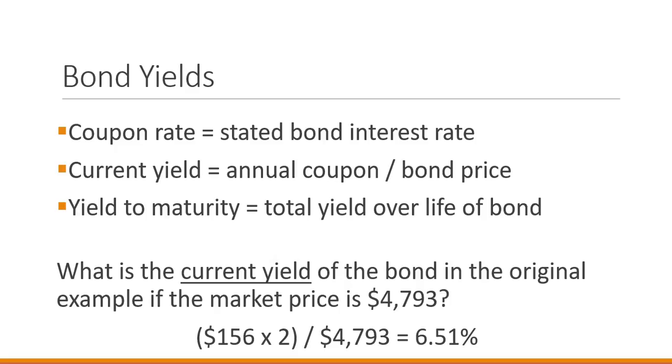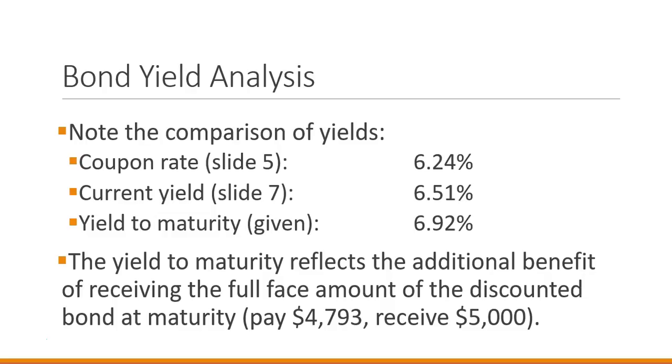We have our formula in the second line of this slide for current yield. So we want our annual interest payment. We have two payments per year of $156 each from a prior calculation. That amount divided by the market price gives us a yield of 6.51%. And if you recall, for this bond, the stated interest rate is lower than 6.51%. So note that the comparison between coupon rate and current yield in this case shows that they are not the same number.